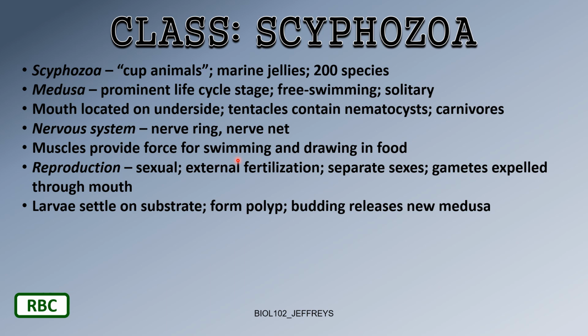Muscle means movement. So on the reproduction side, sexual reproduction, these animals are dioecious. So there are male sea jellies and female sea jellies. Fertilization, though, occurs externally. So the females release the eggs, and the males release the sperm, which swim in the water to fertilize the eggs. You get zygotes, and then you have new sea jellies. The gametes themselves are expelled through the mouth because there's only one opening.